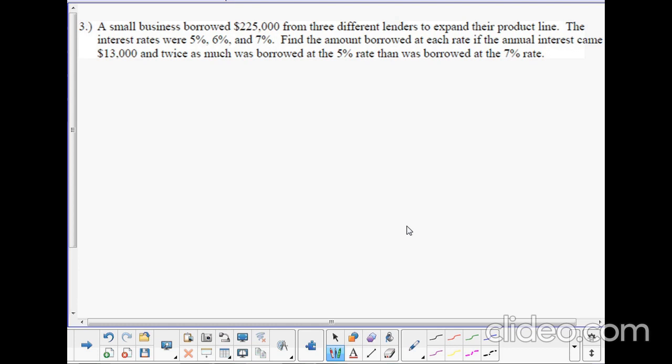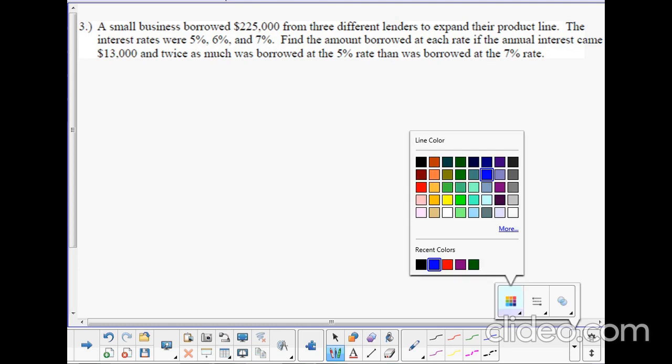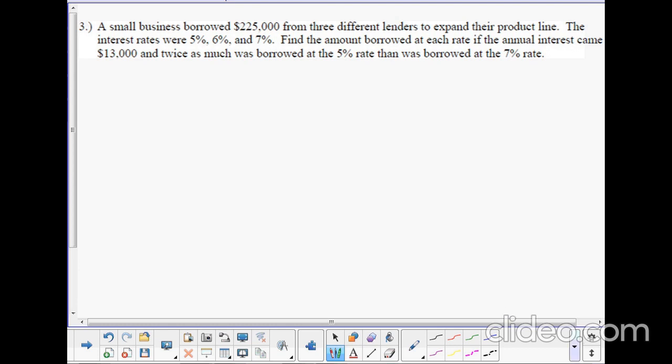So we have a lot going on here. One of the things that we can do is we can start to identify important information and put that together in variables. We know that we are borrowing from 3 different lenders with 3 different rates. We want to find the amount borrowed at each rate.